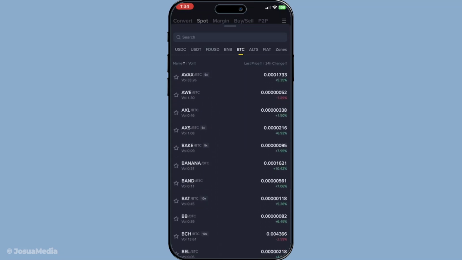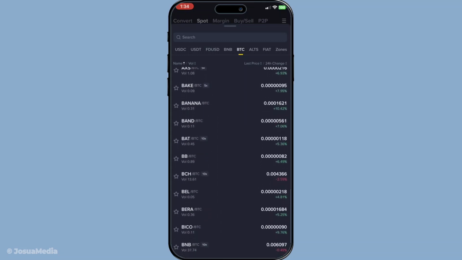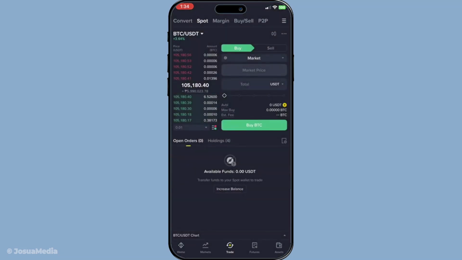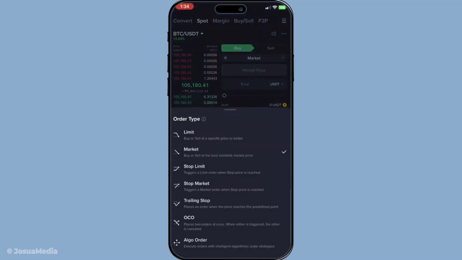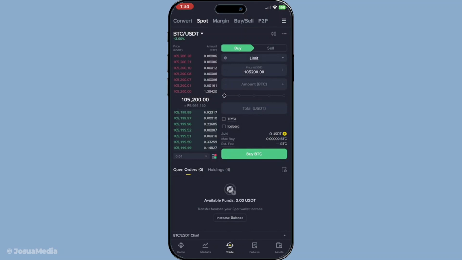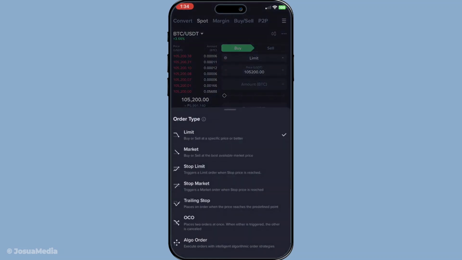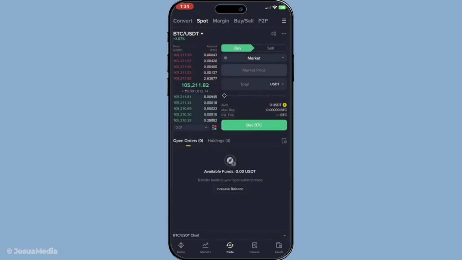Once you've selected your desired trading pair, it's time to choose the type of order you want to place. You can choose between a limit order, a market order, or a stop limit order. A limit order allows you to set the price you want to buy or sell at, giving you control over your trading price. A market order is executed immediately at the current market price, which is useful if you're looking to enter or exit a position quickly.